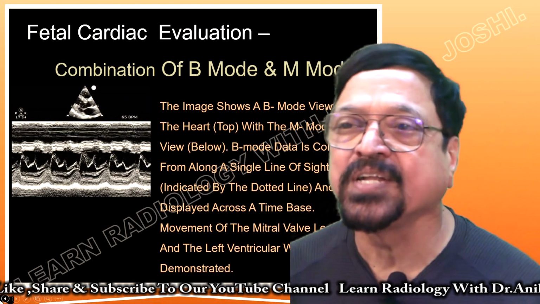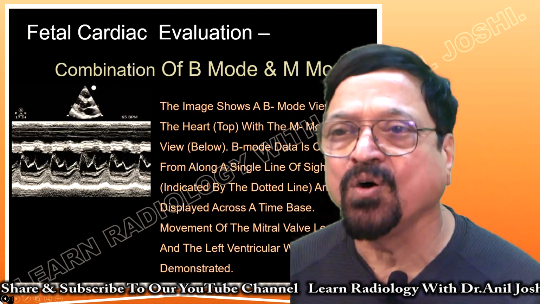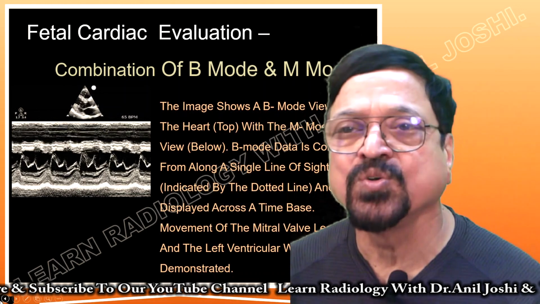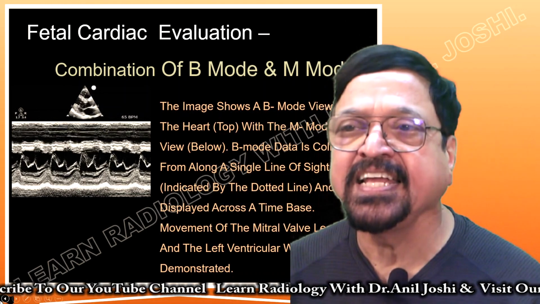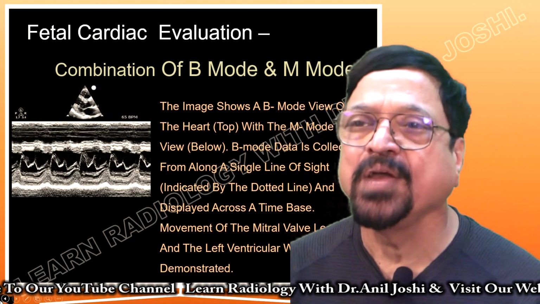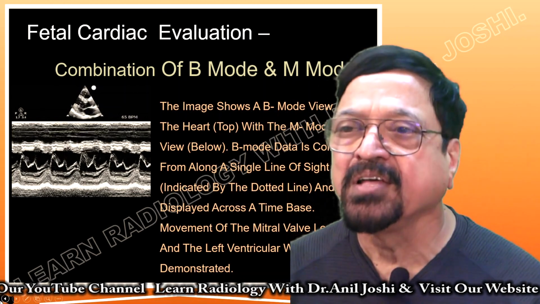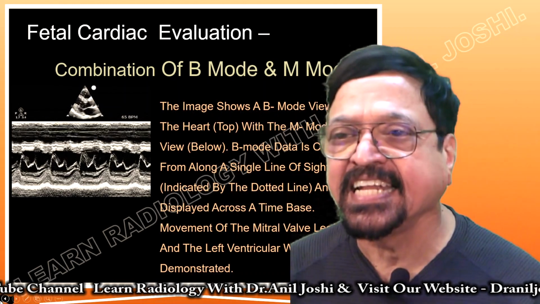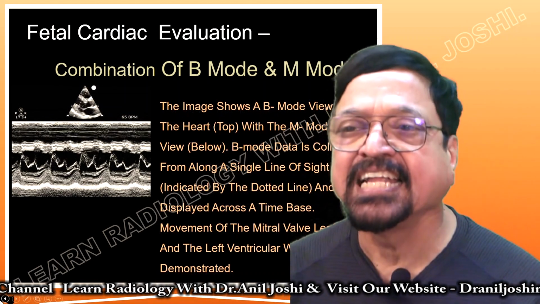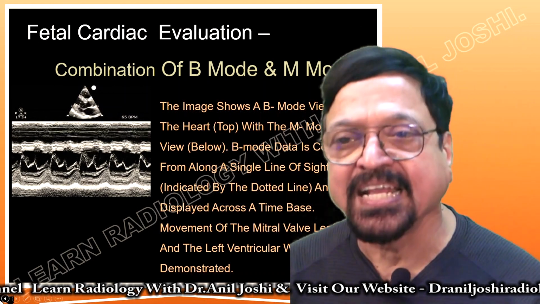Now the image has a B mode view of the heart on the top, which shows the heart as well as the valves as well as the great vessels. Now M mode, that is below, B mode data is collected along the sight line of the state, that is indicated by the dotted line, and displayed across the time base.